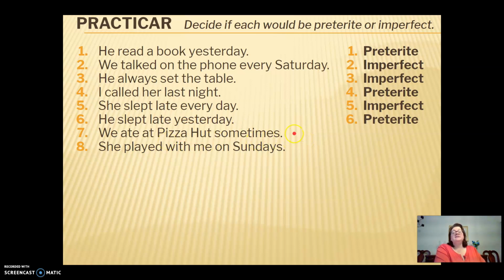We ate at Pizza Hut sometimes. What is that? Again, sometimes, here's your clue. That's going to be the imperfect because we don't know how often it happened. We know it happened more than once and it happened repeatedly. And we don't know exactly how many times.